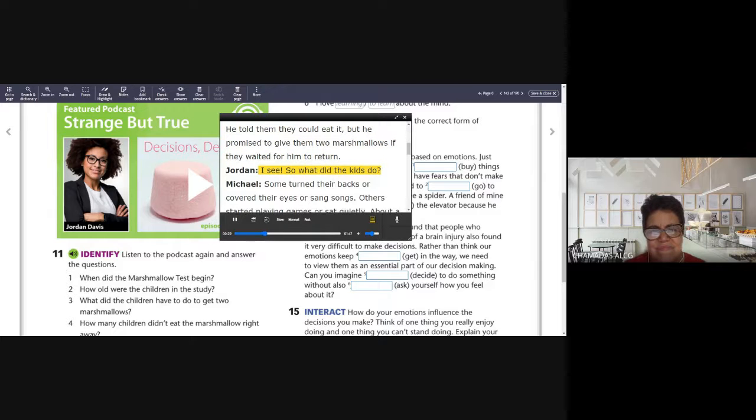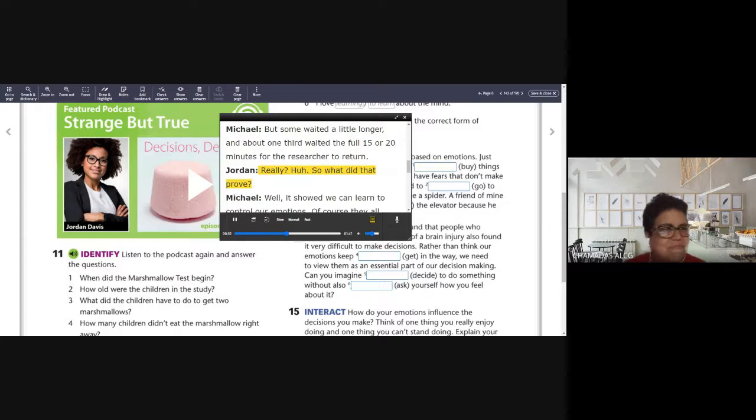So what did the kids do? Some turned their backs or covered their eyes or sang songs. Others started playing games or sat quietly. About a third of the kids decided to eat the marshmallow right away. A third? But some waited a little longer. And about 1/3 waited the full 15 or 20 minutes for the researcher to return.